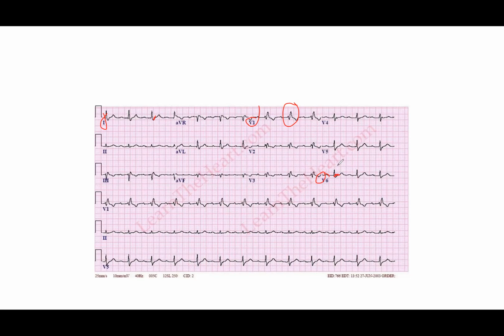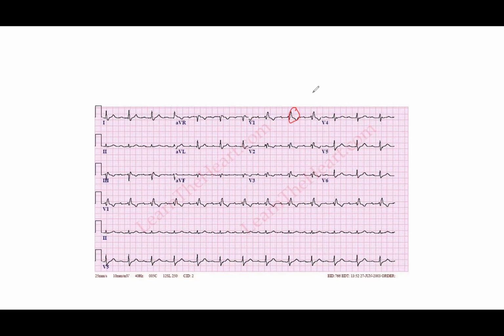V1 goes up, got a right bundle branch block. So we would say this is a sinus rhythm with a first degree AV block and a right bundle branch block. Okay. So why is it a first degree AV block? Because we have a prolonged PR interval. Why is it a right bundle branch block? Because we got wide QRS, positive deflection on V1.